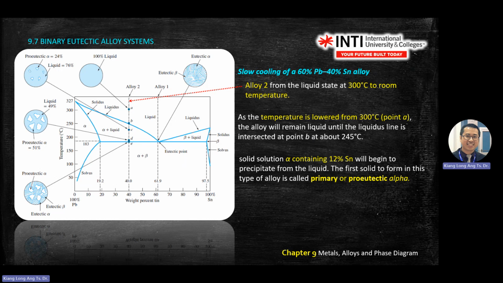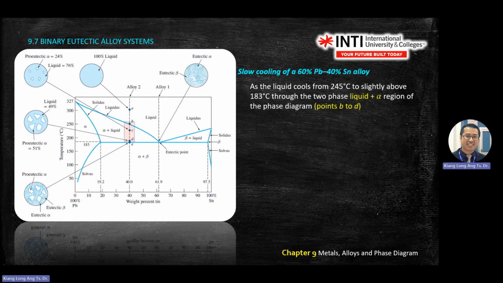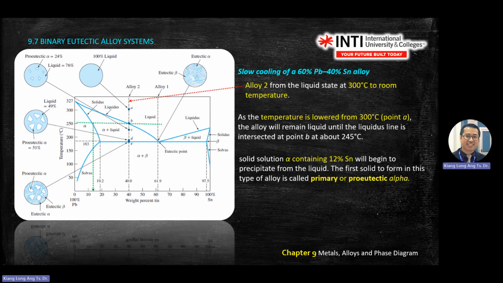Then the percentage of that solid alpha is how many percent? This is what I drew on the graph with the green line. So just now we learned a few things: eutectic, hypo, hyper, pro-eutectic, or primary alpha.